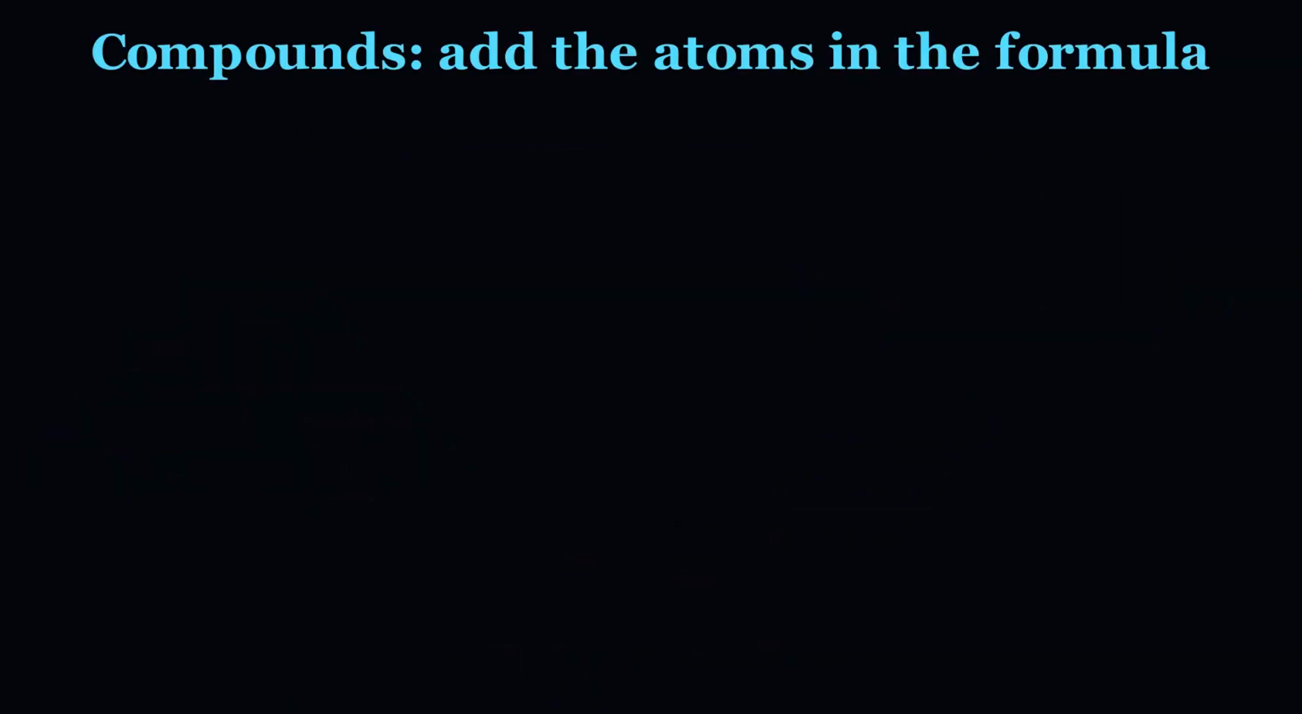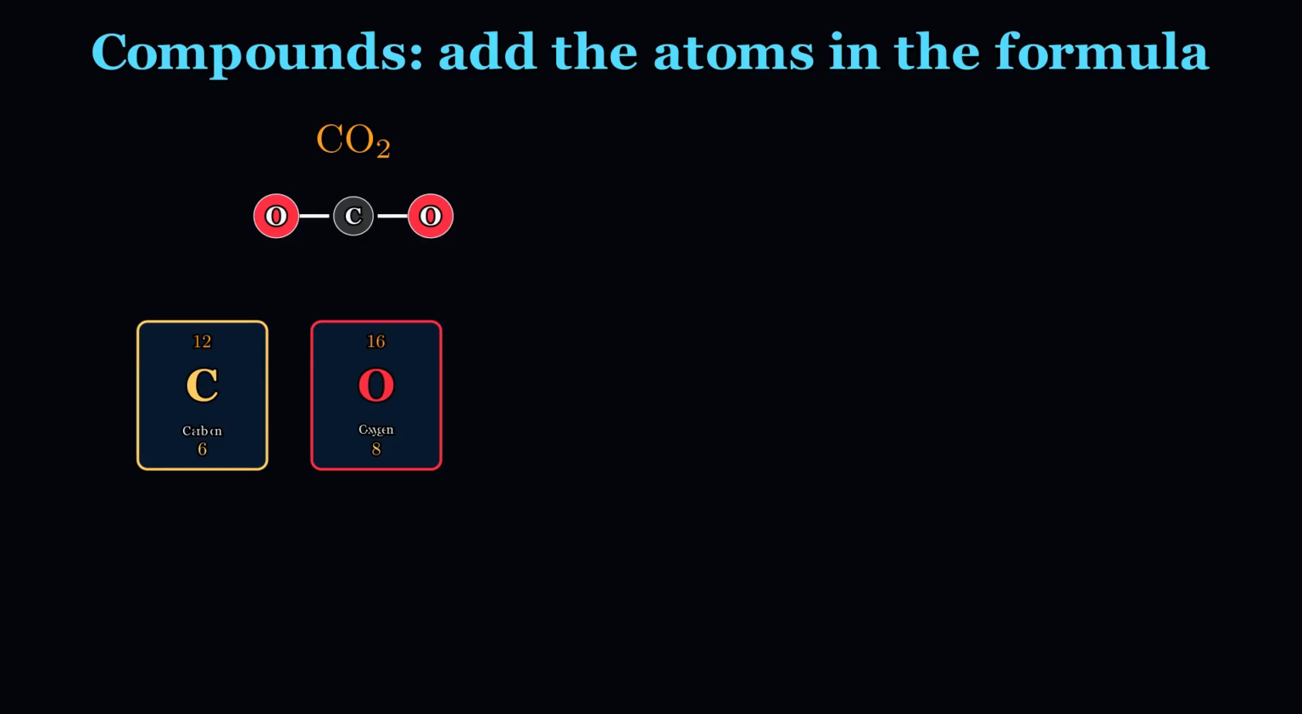Now we move from elements to compounds. For compounds, add the mass numbers of all the atoms in the formula. Start with carbon dioxide. Carbon has a mass number of 12. Oxygen has a mass number of 16. Carbon dioxide contains 1 carbon atom and 2 oxygen atoms. So the molar mass is 12 plus 16 plus 16. That gives 44 grams per mole.